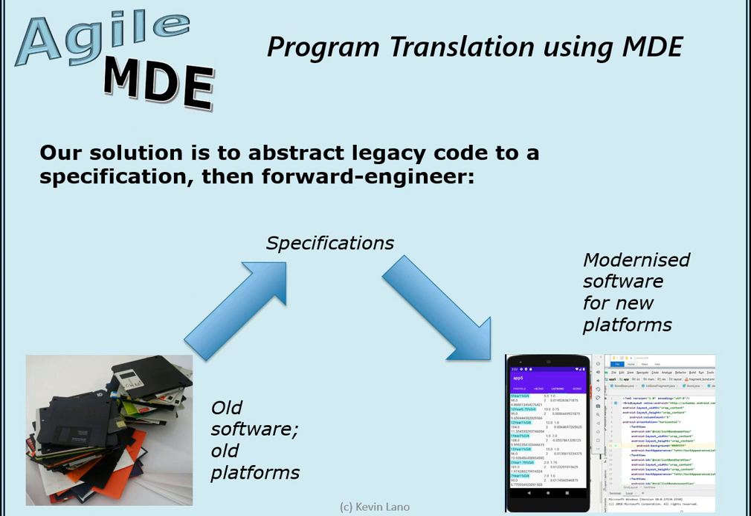One of the big problems that businesses have is the huge amount of legacy software which still exists. Software which exists in literally ancient languages from 50 years ago, which may well be doing useful things, but are very difficult to maintain. So our solution to this legacy code problem is to abstract the code to a specification in UML and OCL, and then to forward engineer to new platforms.